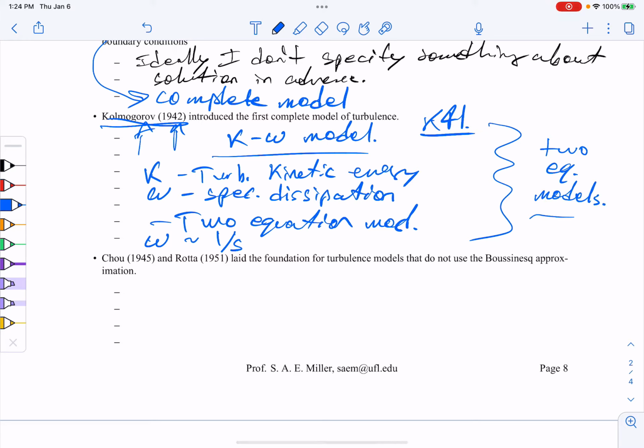And we're going to have a module on two-equation models. Okay, yeah, about 15 minutes left.